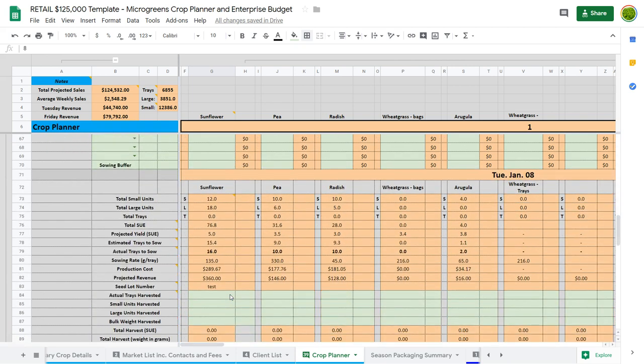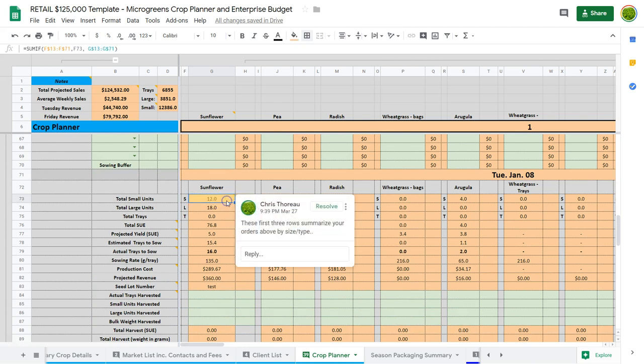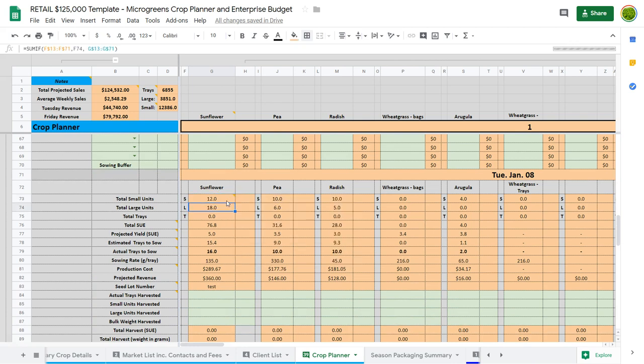So the key here is this summarizes things once you have your orders in, about how many small and large units you're going to sell, as well as any trays, and gives you the small unit equivalent here. Our projected yield is fed from our earlier information. And so based on that, the calculator is telling us to sow 15.4 trays.